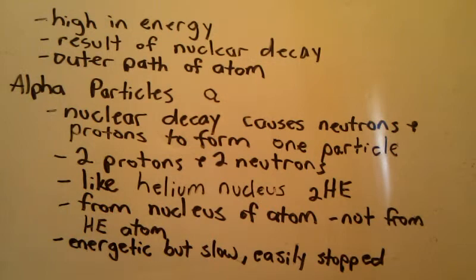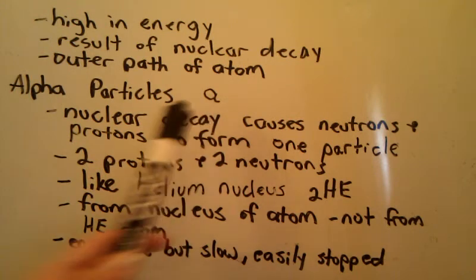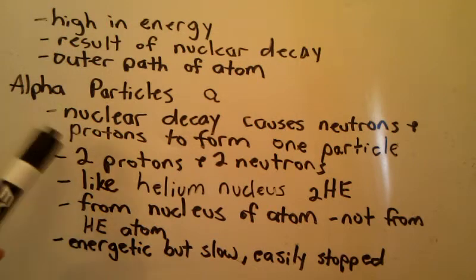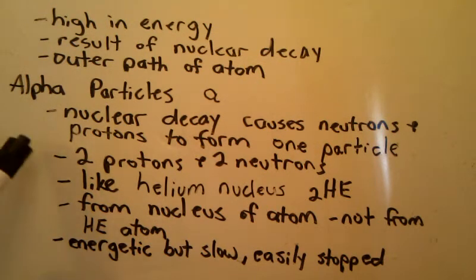Okay. We said that beta particles are high in energy, the result of nuclear decay, and they're on the outer path of the atom. Alpha particles, this is the symbol, is when nuclear decay causes neutrons and protons to form one particle. That particle is called an alpha particle. It consists of 2 protons and 2 neutrons. It's like a helium nucleus, but it's emitted from the nucleus of an atom, not from a helium atom. It's energetic but slow, and since it's slow, it's easily stopped.